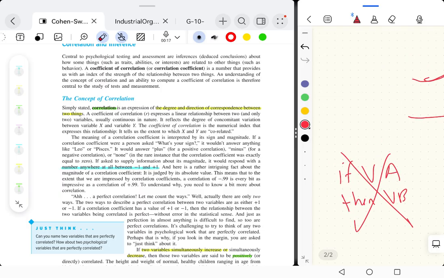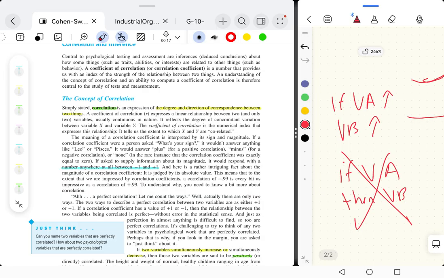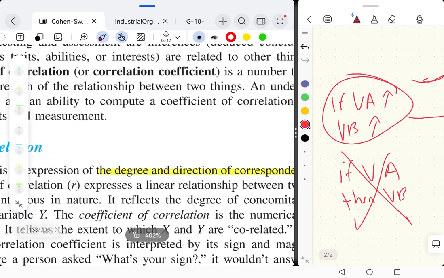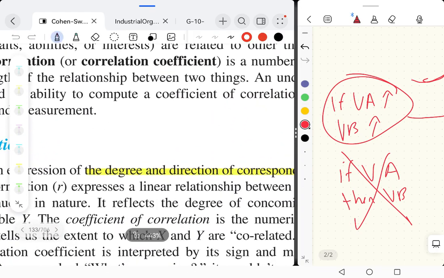Correlation is if variable A increases, variable B also increases. So there's a correspondence, there's actually a relationship between these two, and that's correlation. You're finding the relationship of both variables. So again, it is the degree and direction of correspondence between two things. What do you mean by degree and direction?